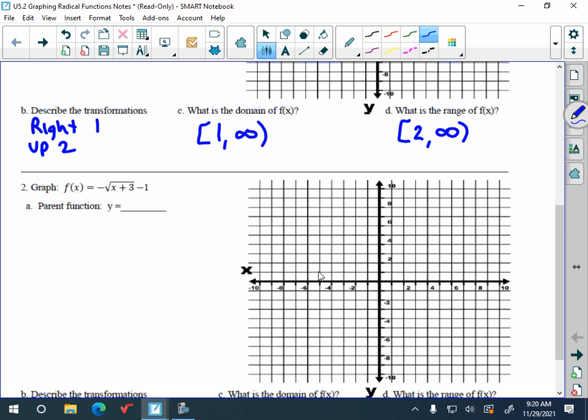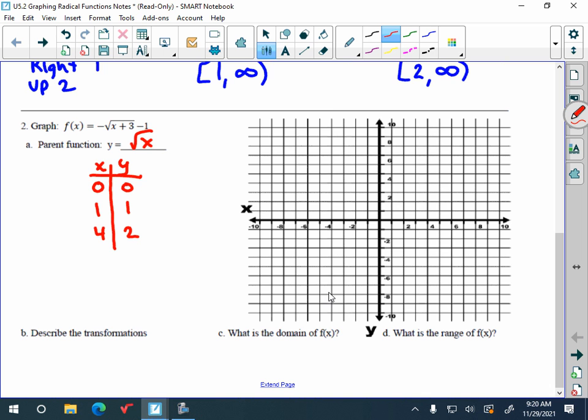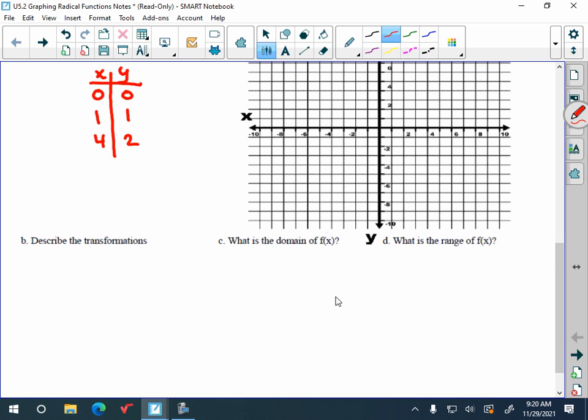All right, so let's do number 2. So again, this is just the square root function. So we start off with the exact same 3 values. Again, if you want to put that 4th one in there, you can. But 0, 0, 1, 1, and 4, 2. Always start with those. All right, so then we'll apply the transformation.